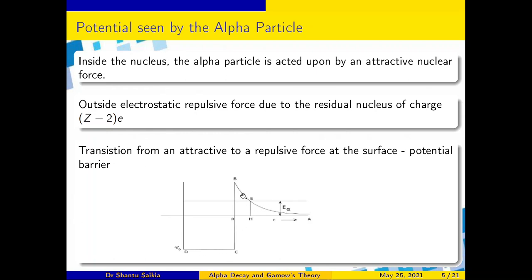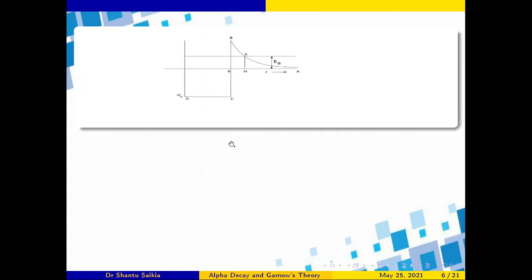So, a negative potential to a positive potential. This is the potential as seen by the alpha particle. Here we are showing it again. Suppose this is the dimension of the nucleus within this region D to C, and R is the range of the nucleus. So at the point R, there is a transition. This is the surface of the nucleus. There is a transition from an attractive force to a repulsive force.